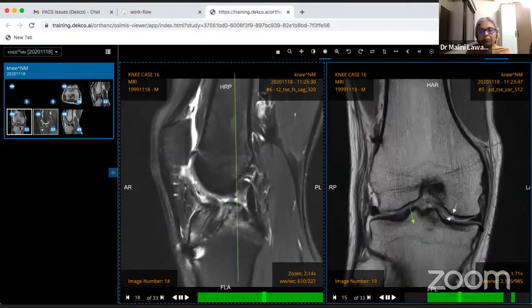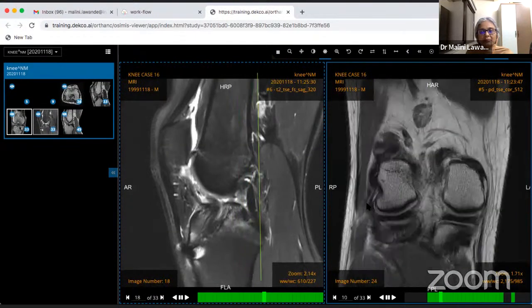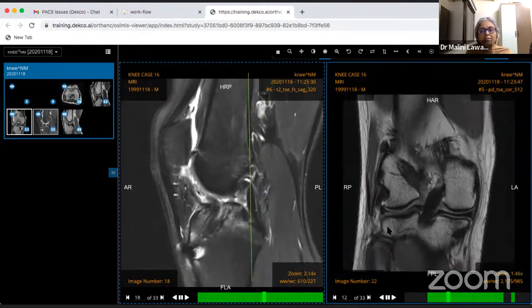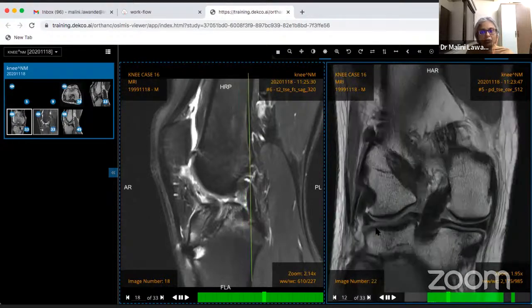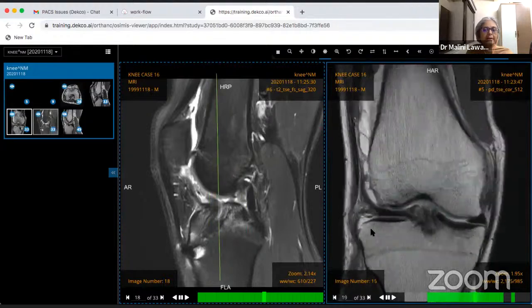Medial collateral ligament is intact. This is the fibular collateral ligament, which is intact. And this lateral meniscus, obviously we'll find out the history, and this would be post-operative changes. It doesn't look like a re-tear.